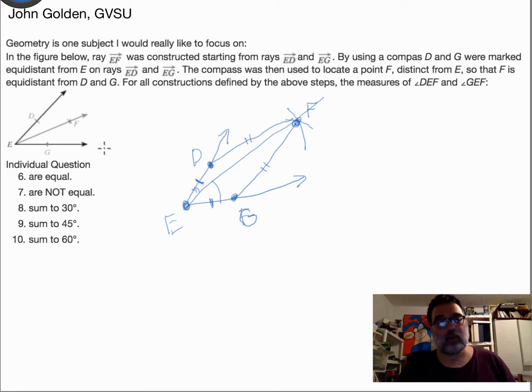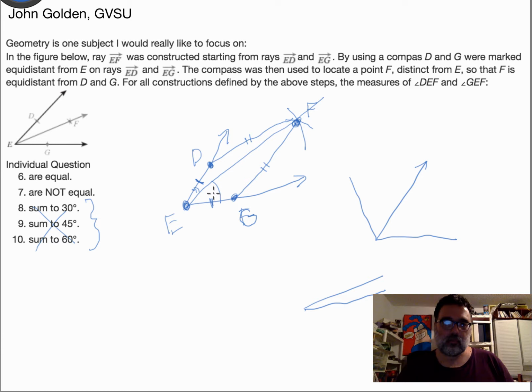Okay, so individual question, are they equal? Well, obviously I can't go by my picture. In this picture they look equal. They're not equal. Some could be 30, some 45, some 60. So right away, just thinking test-wise, I don't have any angle measures. I could have started off with a really wide angle. I could have started off with a super skinny one. So they're getting you to try to look at this and estimate what the angles are. So I'm going to eliminate these answers immediately.